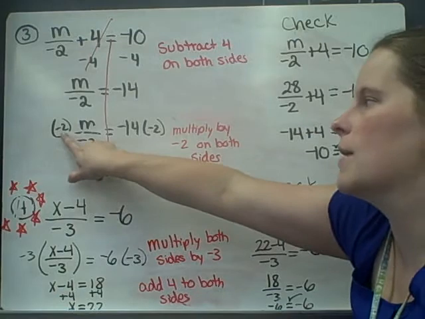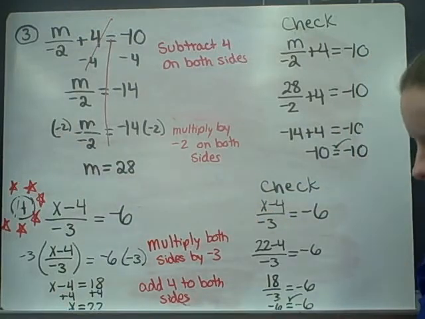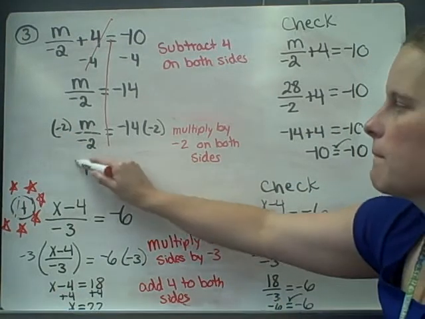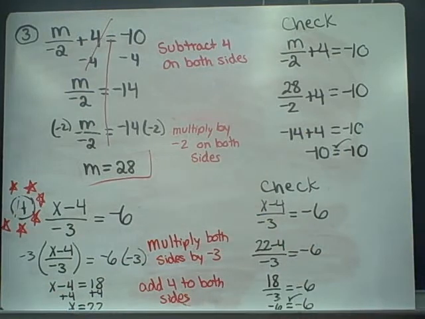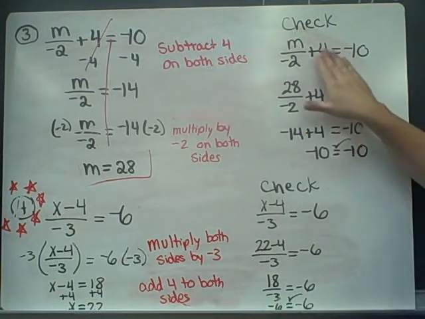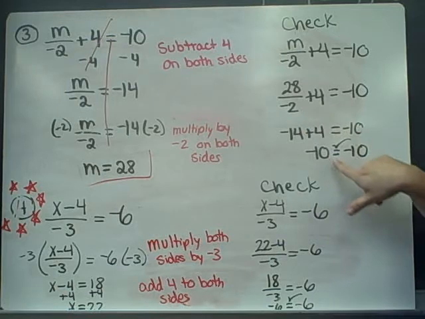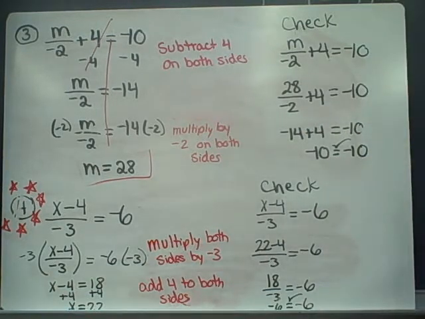So we're going to multiply by a negative 2 on both sides, and m would come out to equal 28. Again, if you checked and you plugged your answer in, you would find that negative 10 equals negative 10. Okay, let's look at number 4. Number 4 has a lot of stars around it because it is my exception to my rule.